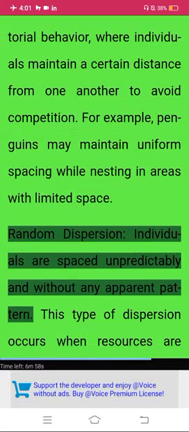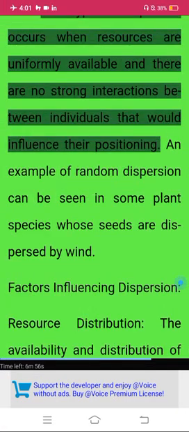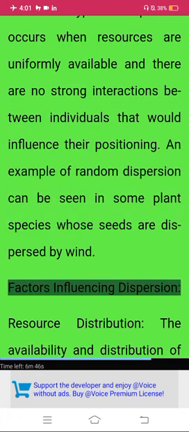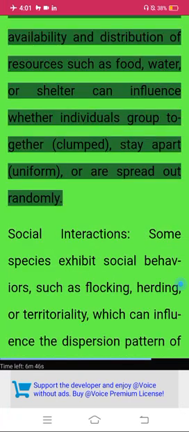Random dispersion. Individuals are spaced unpredictably and without any apparent pattern. This type of dispersion occurs when resources are uniformly available and there are no strong interactions between individuals that would influence their positioning. An example of random dispersion can be seen in some plant species whose seeds are dispersed by wind.